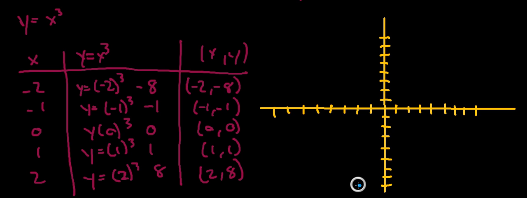So our first point is minus 2, minus 1, 2, 3, 4, 5, 6, 7, 8. Okay, I'll put an 8 on there. Second point is minus 1, minus 1. Third point, 0, 0. Fourth point, 1, 1. And the last point is 2, 8.